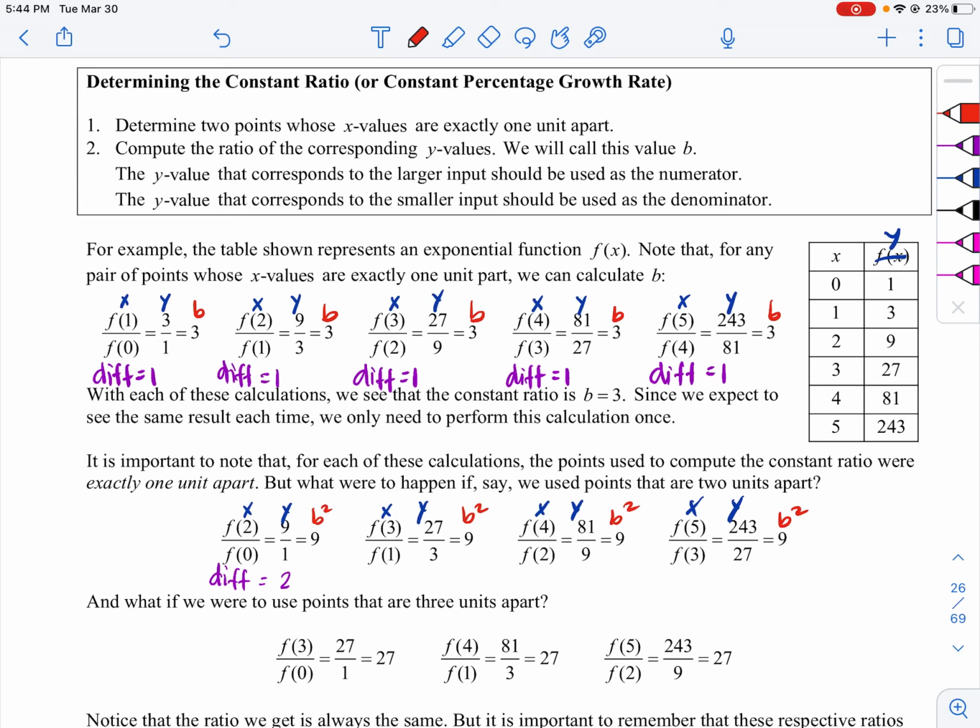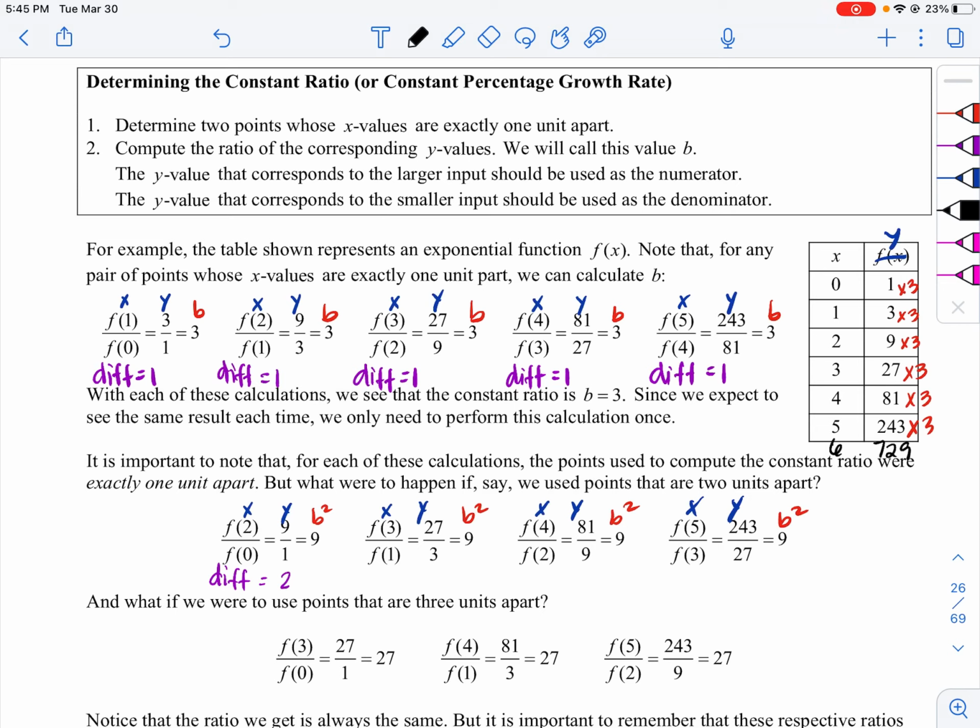So let's analyze what is going on in here. What is this b and what is this b squared? My b, in the previous examples, is what we call the constant ratio: the number that I will keep multiplying the y values by to get to the next higher value. Since my b value is 3, I will keep multiplying by 3. 1 times 3 is 3. 3 times 3 is 9. 9 times 3 is 27. 27 times 3 is 81. 81 times 3 is 243. And if I have another number here, that would be 729, because 243 times 3 is 729.